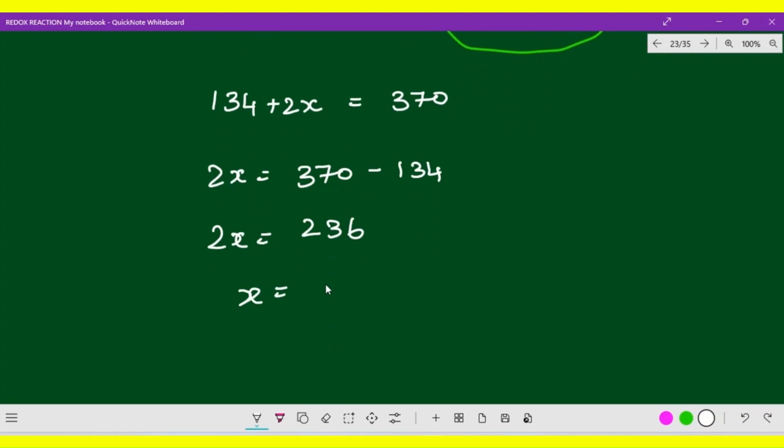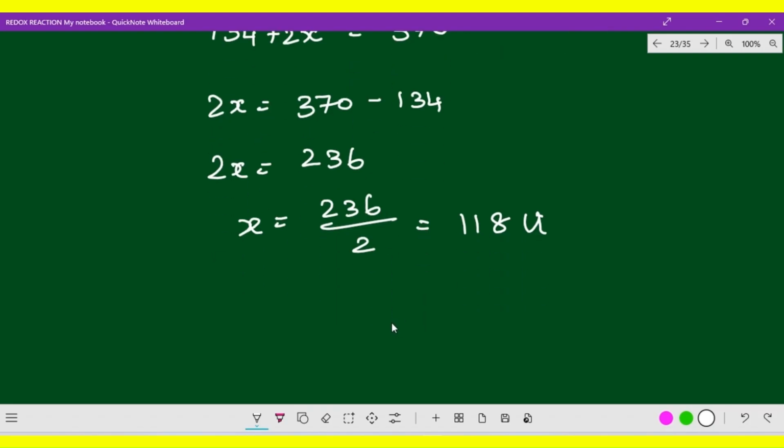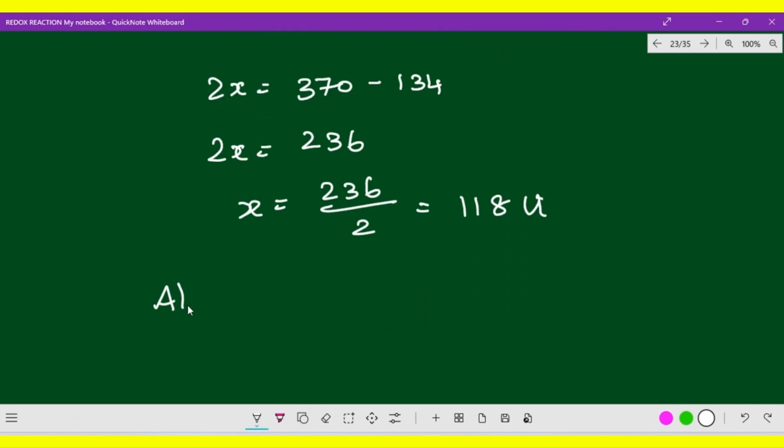So x is nothing but the atomic mass of the metal carbonate, right? So 236 divided by 2, you will be getting 118. So 118 what, AMU, that is the unit, we can write it U also. Right, so atomic mass of metal.